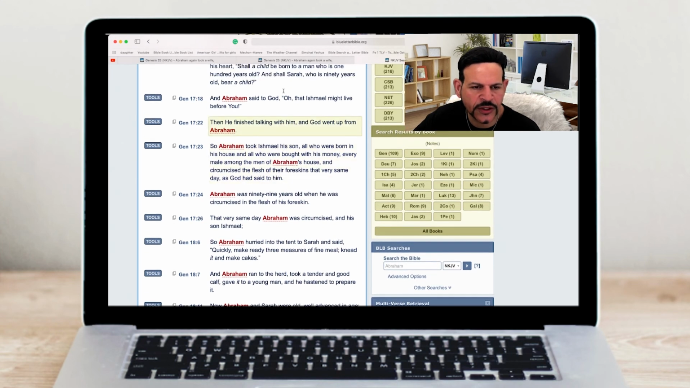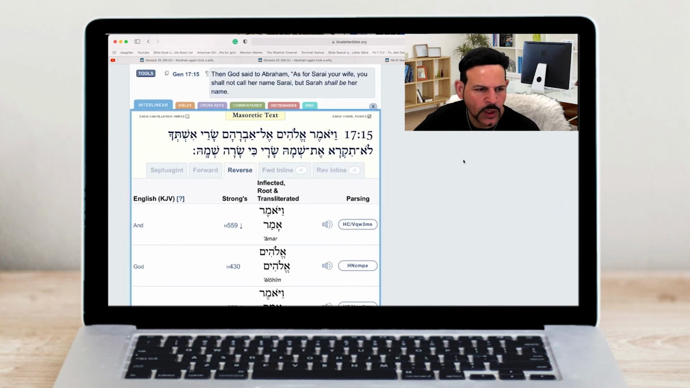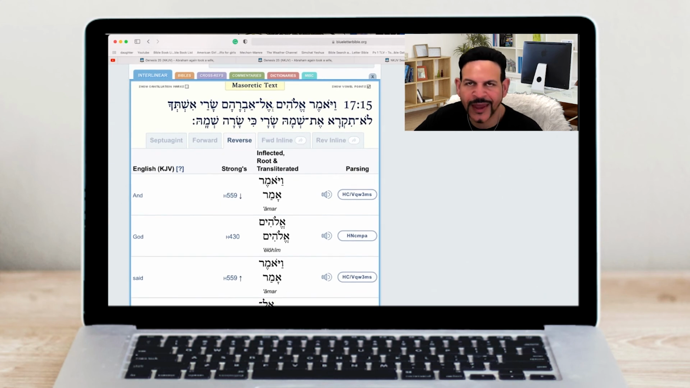So you can basically use these as great ways to look up the Hebrew and understand what's going on in the text. Like it says here, your wife, Sarah. So we have Sarai, and then we have Sarah. So that is a name change for that matriarch.